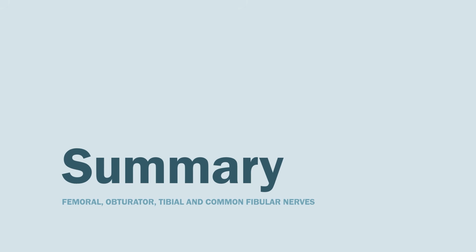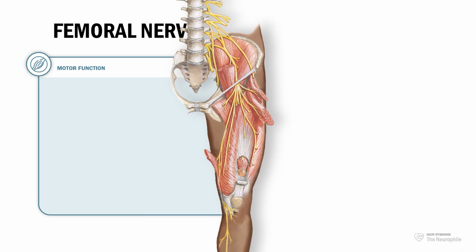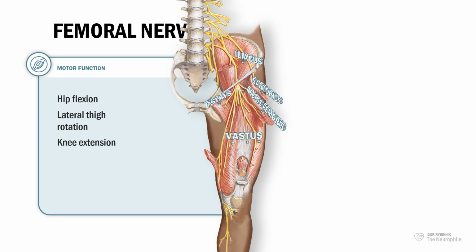Okay, time to pull it all together with a brief review. Give me the motor functions of the femoral nerve. Right. It's a hip flexor working through the psoas major, iliacus, and sartorius. The sartorius also helps rotate the hip outward, like when you try to cross your legs. But the femoral nerve is most known for knee extension, courtesy of the quadriceps group: rectus femoris, vastus lateralis, vastus medialis, and vastus intermedius. It also mediates the patellar reflex.